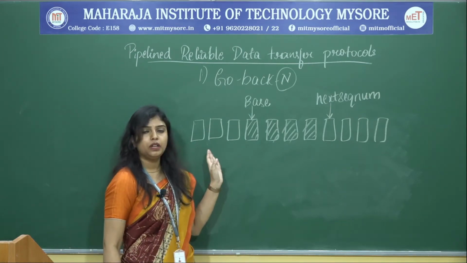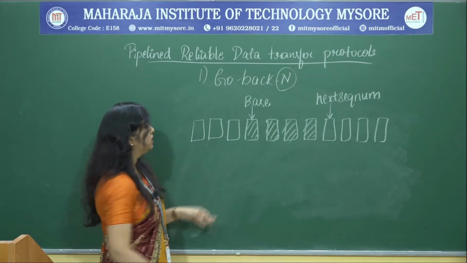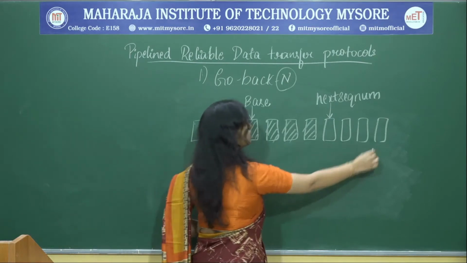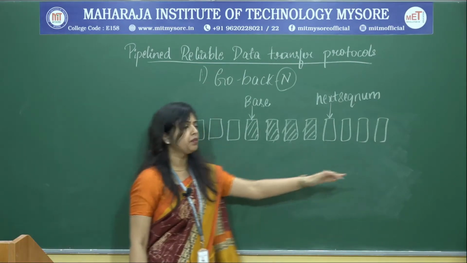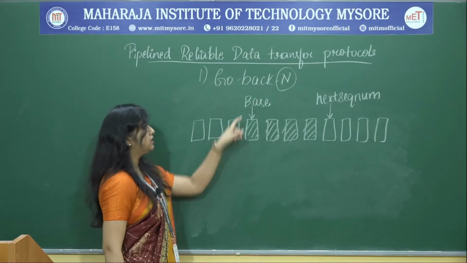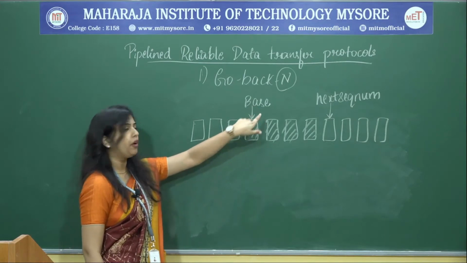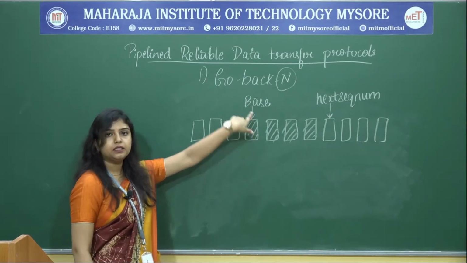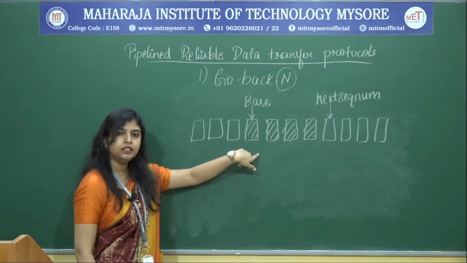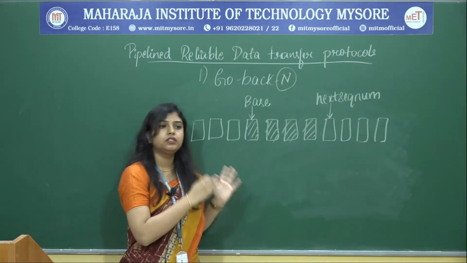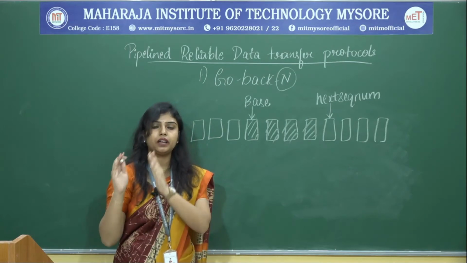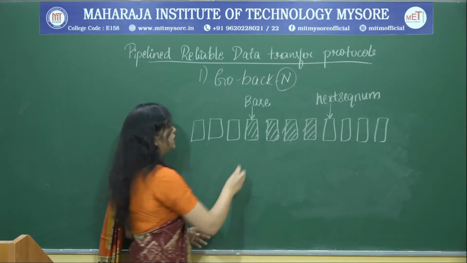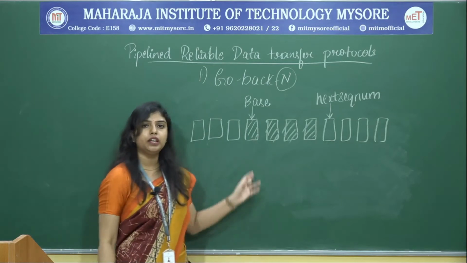So, let us look at the basics. Here, these are the packets that have to be sent from the sender to the receiver. Here, this base points to the packet which was first sent to the receiver, but the acknowledgement has not been received. That means this is the oldest unacknowledged packet.